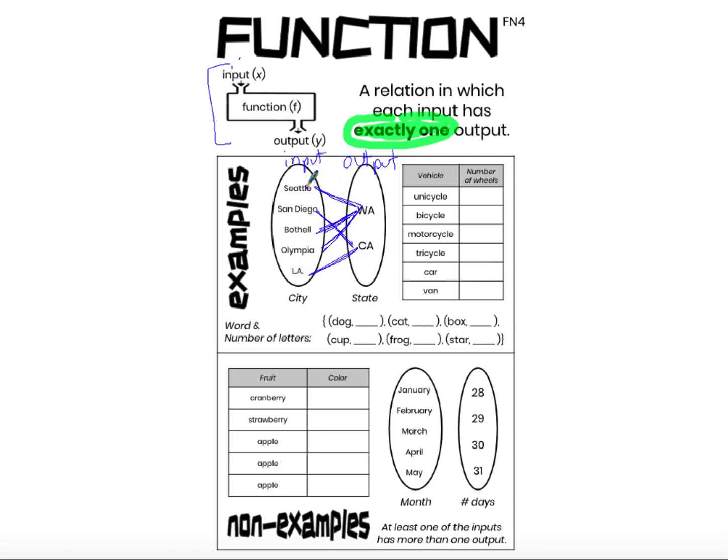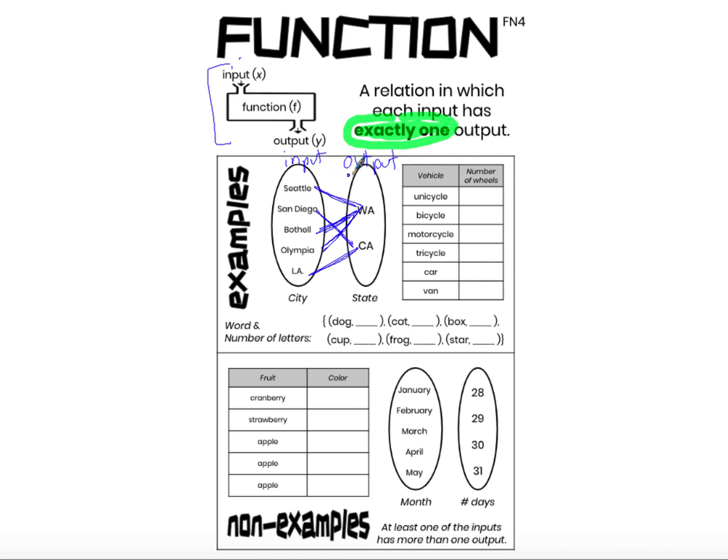This is a function because given each input, the output is always the same. Bothell, always Washington. Olympia, always Washington. LA, always California. It does not matter that Seattle and Bothell and Olympia all go to the same output. What matters is that given each particular input, the output is predictable.